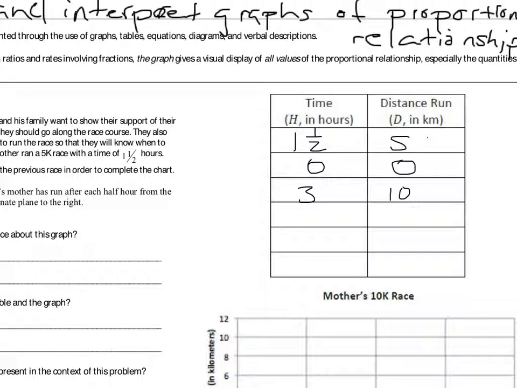We could continue to jump through this. We can multiply this by 2. That would give me 20. And we could multiply the original by 3, which would be 4 1/2, and 15. And if we take the original and multiply it by 5, we'll get 7 1/2 for 25.